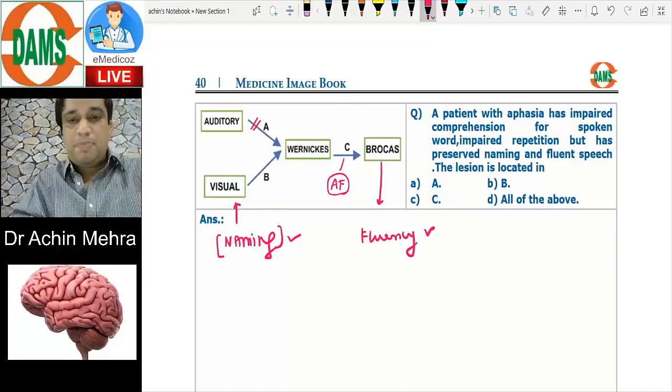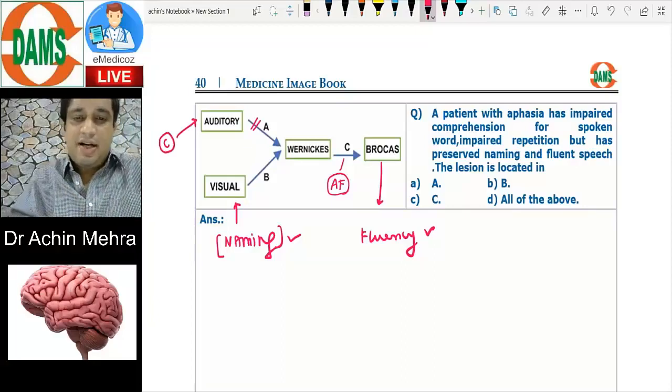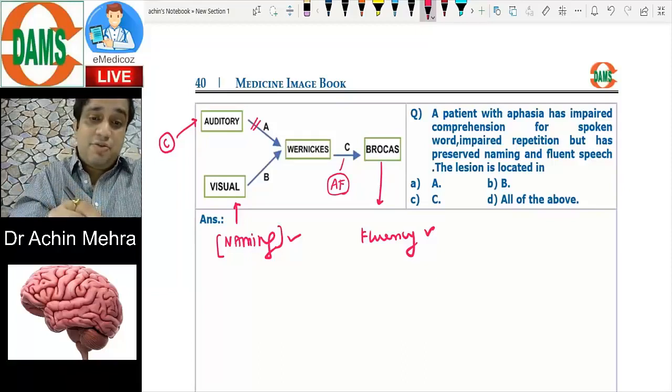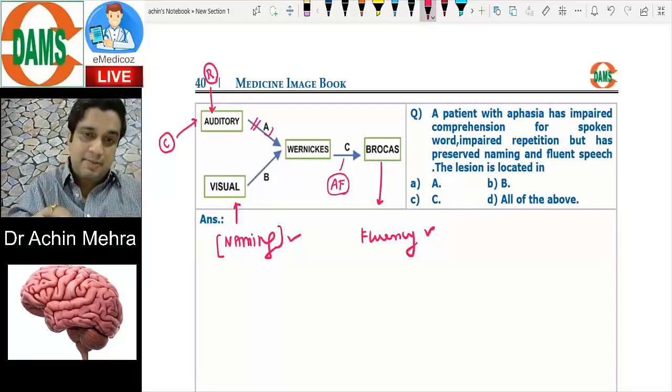But what about comprehension? Whenever I'm giving a command to the patient to follow, like show me your tongue, raise your hand, the person listens to me in the auditory cortex. So the input comes into the auditory cortex, I understand it in the Wernicke's area and I carry out the command, right? On the other spectrum, repetition also follows the same circuit. I tell my patient to repeat with me, one. He listens to me, he understands one, and he speaks one. But that listening and understanding has to go through this A.